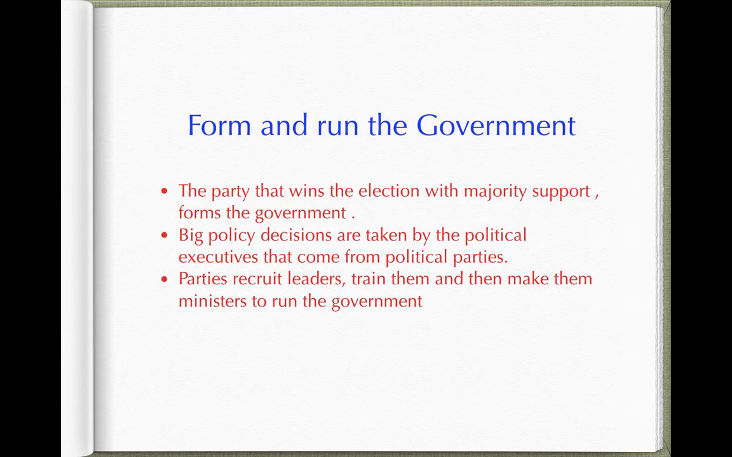Okay, so political parties, after they win the election, choose leaders, train them, and they are given charge of different kinds of ministries, and that is how they run the government. Okay, so there are some ministers who are given charge of education. There is some minister who is given charge of the foreign affairs. And this is how different ministries are formed. That is how the political party runs the government.